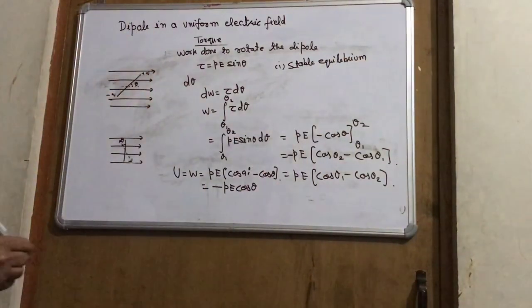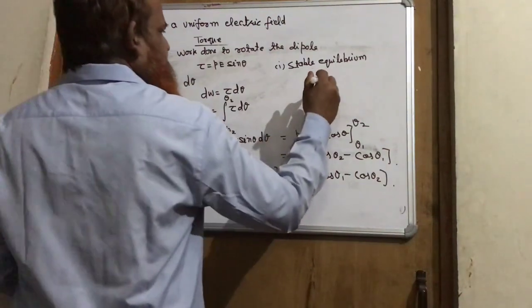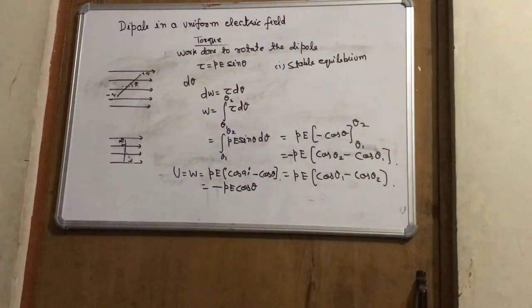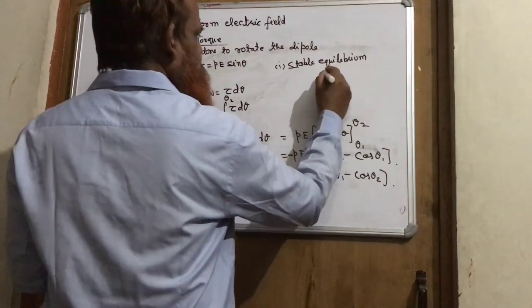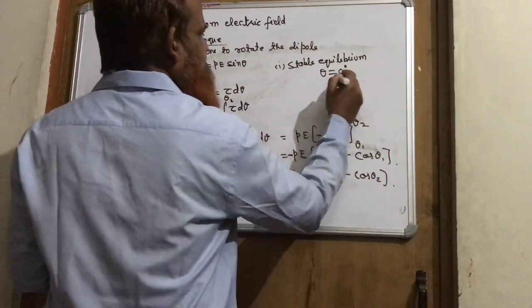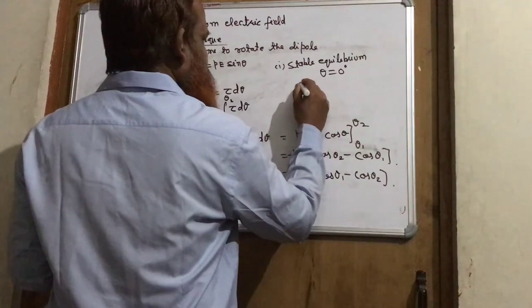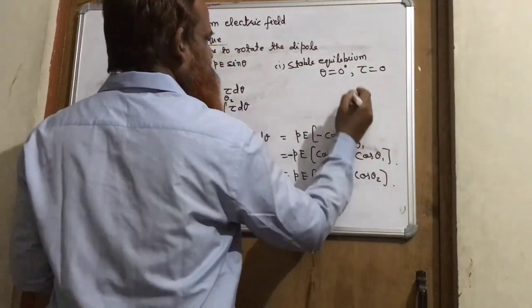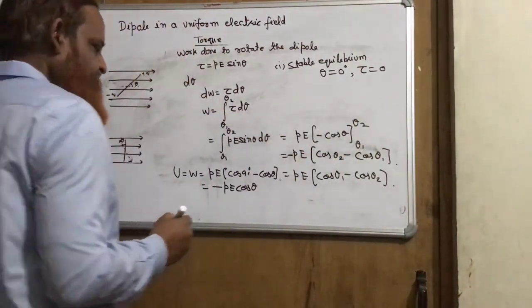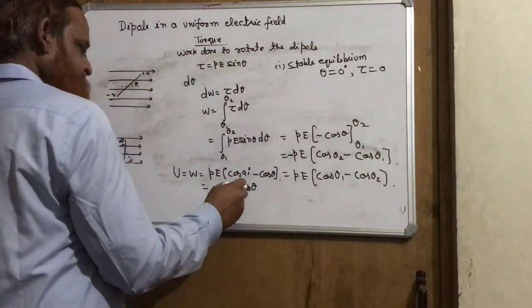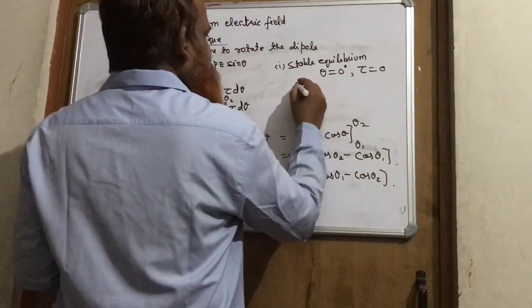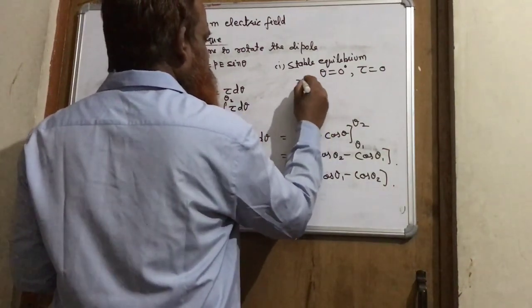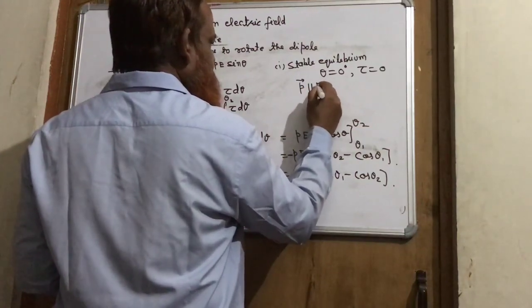what is stable equilibrium? If we disturb the dipole a little bit, then it will regain the same position. For it, torque should be minimum, so theta should be 0 degree, and torque will be 0 and potential energy will be minimum also, that is cos 0, minus PE. Minus PE is the minimum. Theta is 0 means dipole moment P is parallel to the electric field.